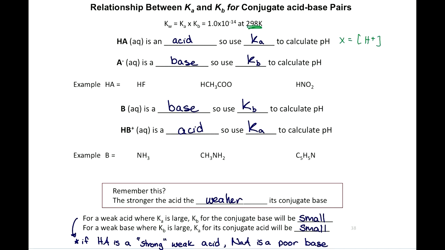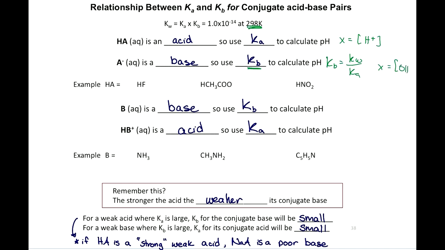So HA is an acid, but A minus, is that an acid? No, it's a base. So should you use Ka? No, you need to use Kb. But here's the thing, you will never find a Kb for A minus, an anion. So you'll need to calculate Kb using Kw over Ka. Ka will be given, but not Kb, so you have to calculate it. So you're going to use the Kb expression. When you solve for X, what is that concentration equal to? Concentration of what, if you use Kb?